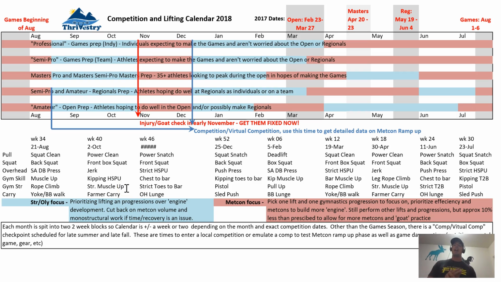And so I went back and, as usual, I look at all the movements that we see in the Open and the regionals and the games, and I want to make sure that my predictions are accurate. This is one of the things that I'm really adamant about: when we're creating programming to help prepare people for regionals and the games, it's not about looking back at what we've done over the past so many years. It's also trying to predict what's coming in the future.